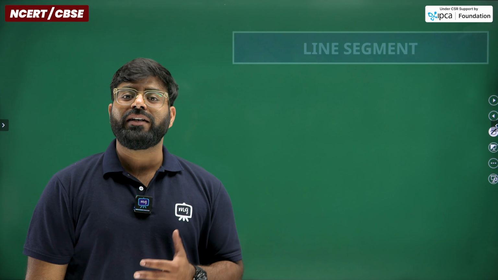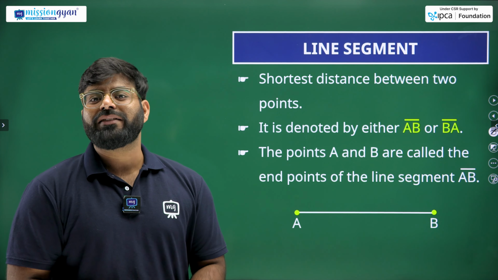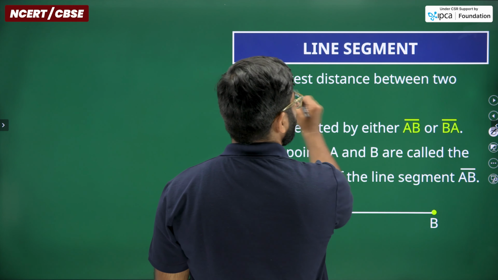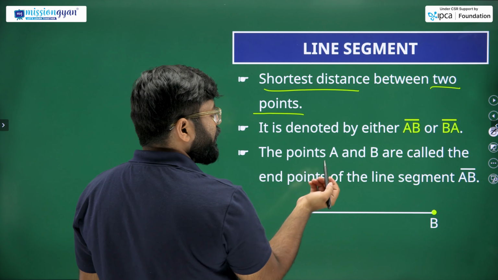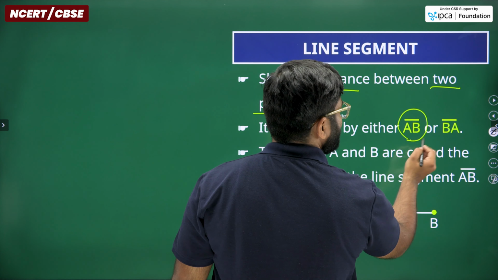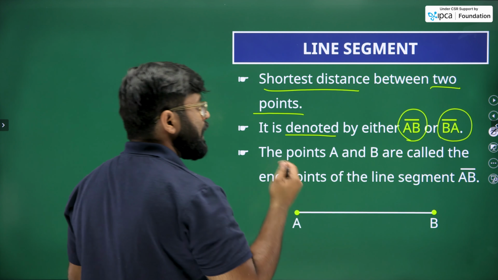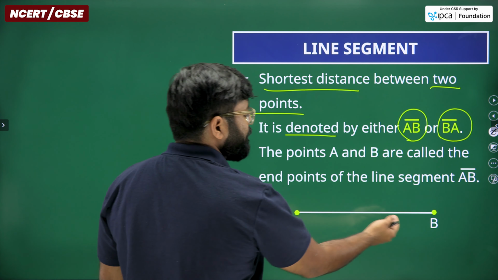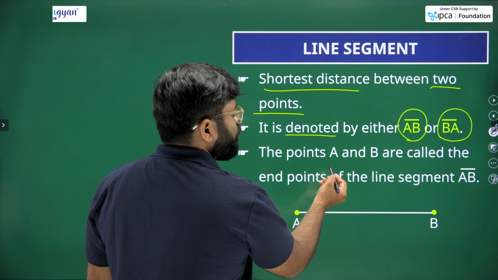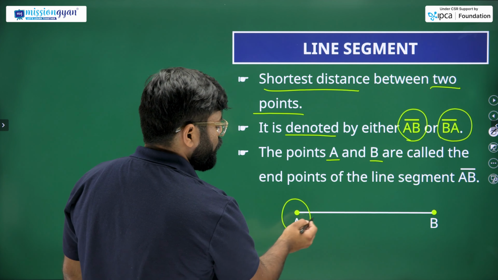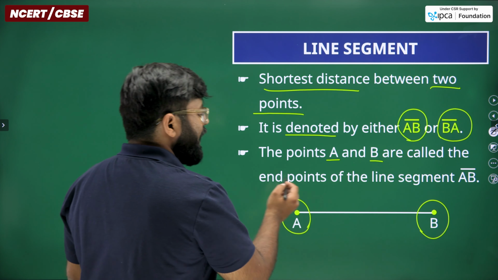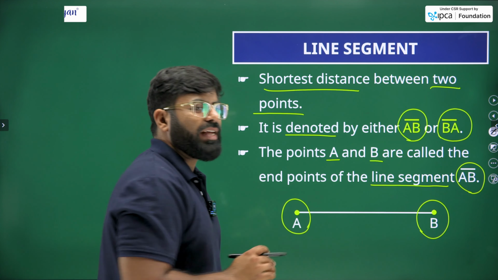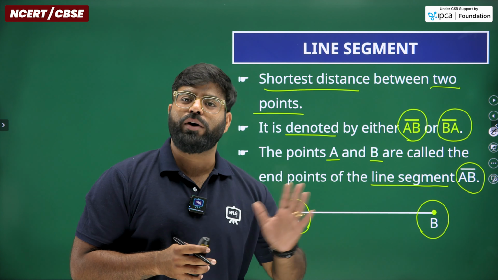So let's move towards the line segment. So what is a line segment? A line segment is the shortest distance between 2 points. How do we denote it? We denote it either by writing line segment AB or line segment BA. Plus, we know that a line segment has two endpoints. In this case, we have taken line segment AB, so here the two endpoints are A and B. And how will we denote this line segment? We will write line segment AB. Is that clear? Understood what is point and what is line segment?